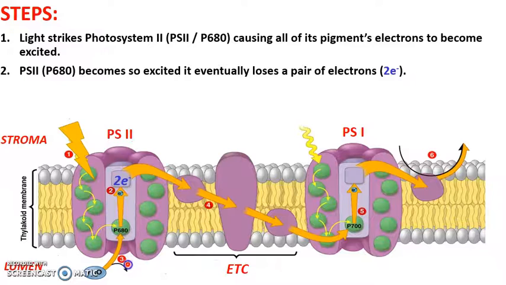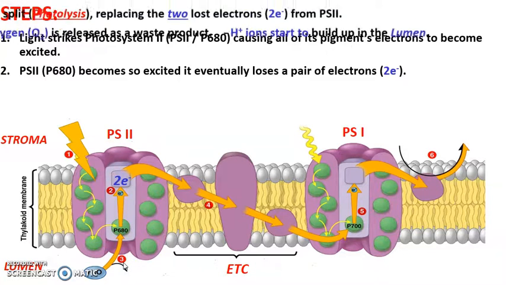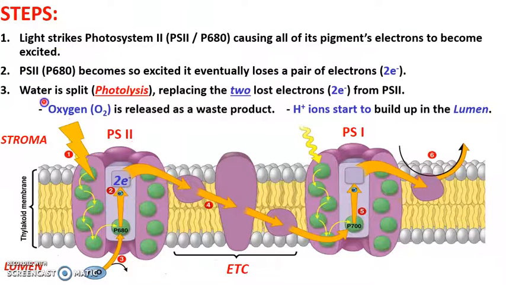And that's going to happen here in step 3. In step 3, water is going to be split. There's a technical term for that. It's called photolysis. Photo means light, lysis means split. So light energy is going to be used to split a molecule of water. When water is split, you immediately feed 2 electrons right back in to PS2. So right here, these will replace the 2 electrons that were just lost.